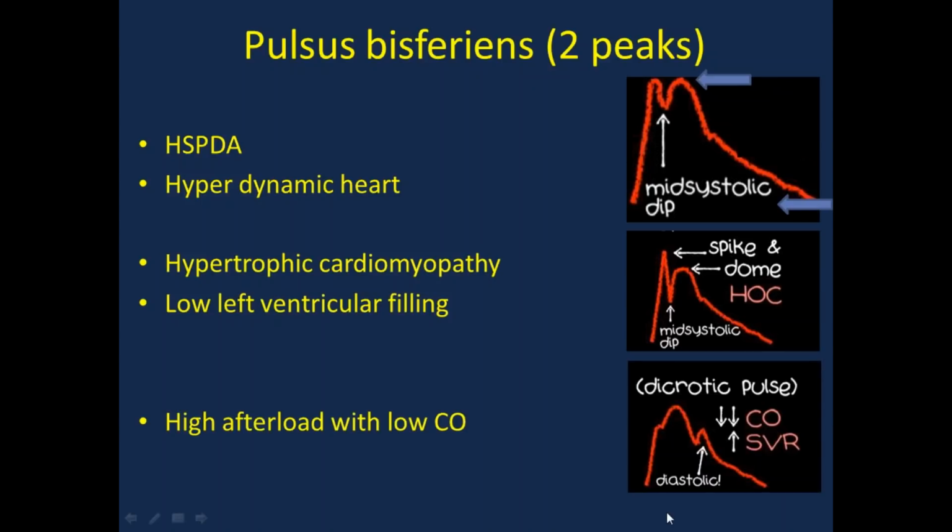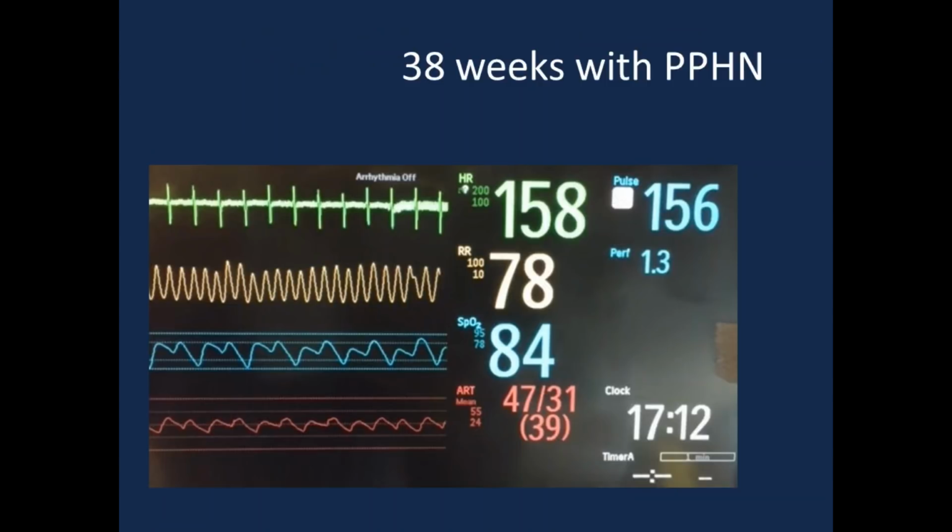Have you seen that before? You have one systolic peak and the diastolic peak is actually high or prominent. That's common in low cardiac output and high systemic vascular resistance. Have you seen that before? I will show you one of the screenshots from one of our papers. Okay, so this 38-weeker had PPHN. You can see now that the systole did not go back to the baseline before diastole. So that's a double peak, one in systole and one in diastole.